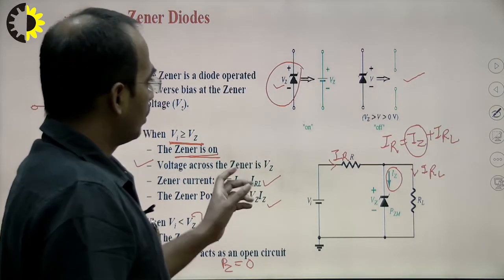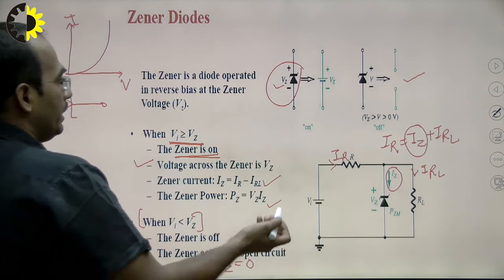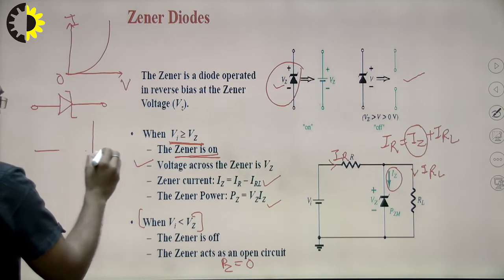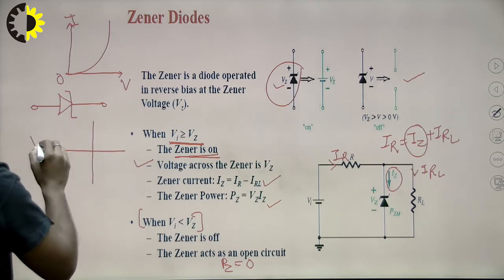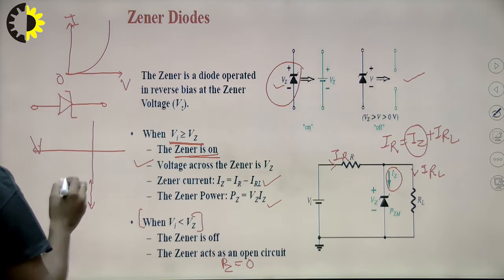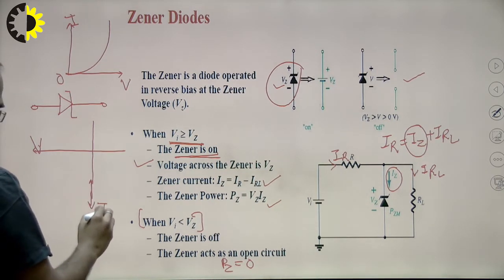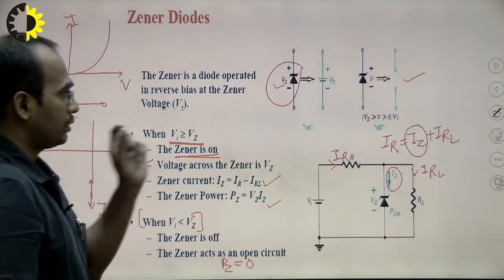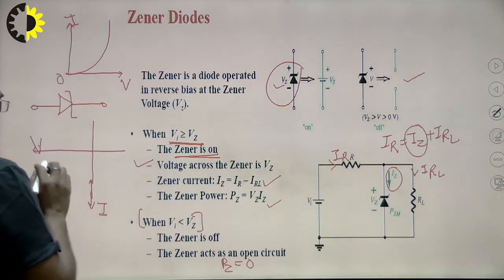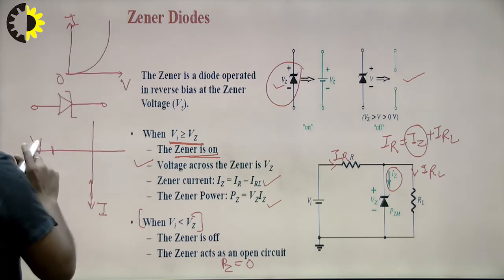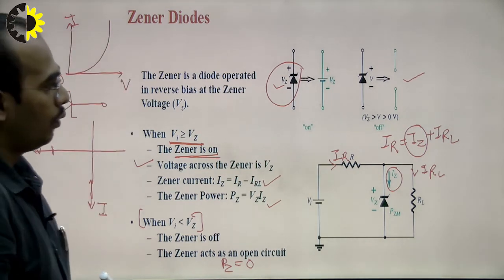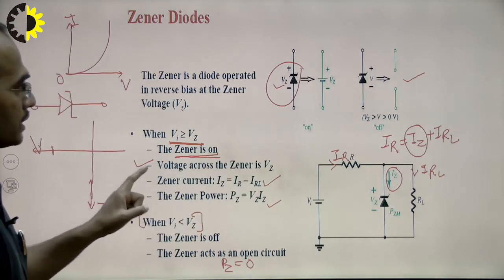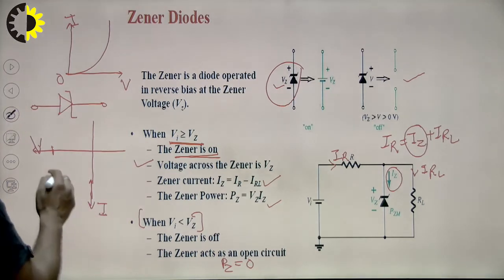But when the diode is reverse biased, as I told you, the Zener will conduct when the reverse bias voltage is applied across the Zener diode and the current will start flowing when V is greater than Vz. So suppose Vz is here.